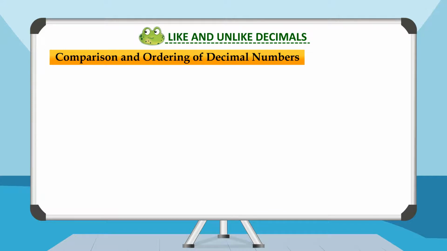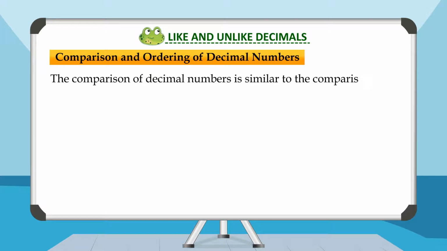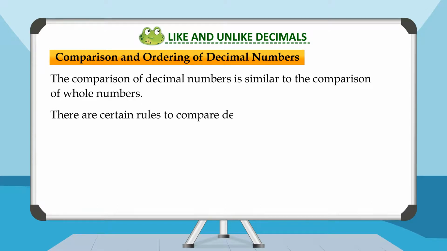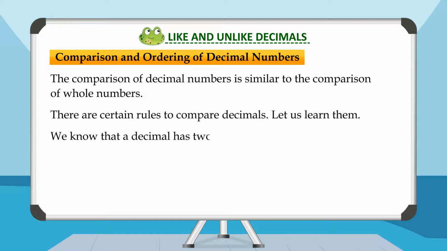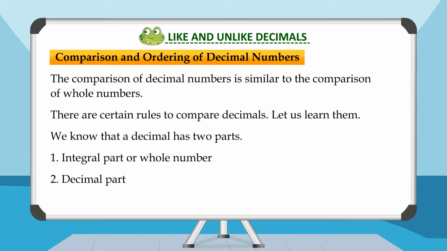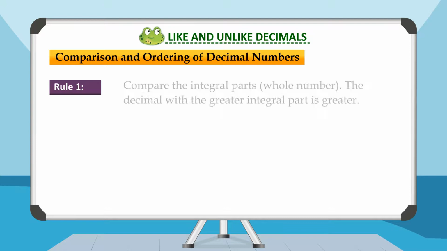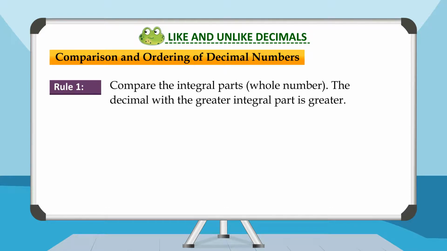Comparison and ordering of decimal numbers. The comparison of decimal numbers is similar to the comparison of whole numbers. There are certain rules to compare decimals. Let us learn them. We know that a decimal has two parts: 1. Integral part or whole number. 2. Decimal part. Rule 1. Compare the integral parts, the whole numbers. The decimal with the greater integral part is greater.